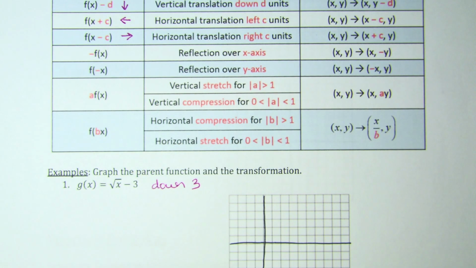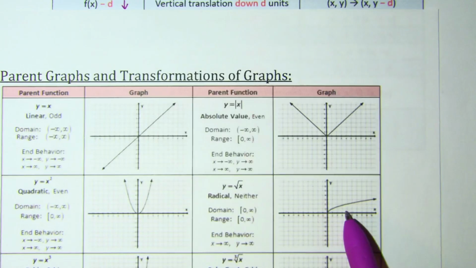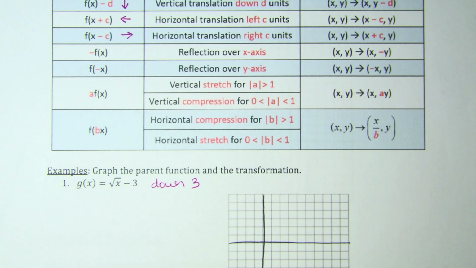So the first thing we're going to graph is just our most basic square root function, the parent graph, and then we're going to graph this function after that. So the parent graph of the square root function we can see on that chart right here. This is what it looks like. But you could also just think about plugging in some values. So I'm going to graph that first one.